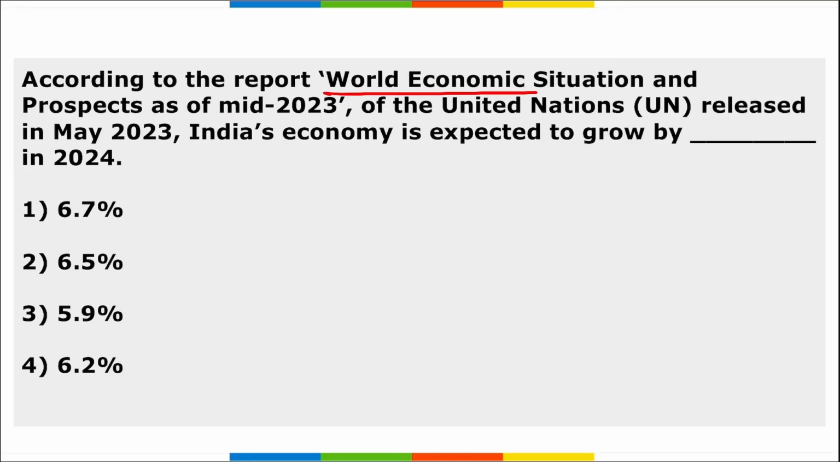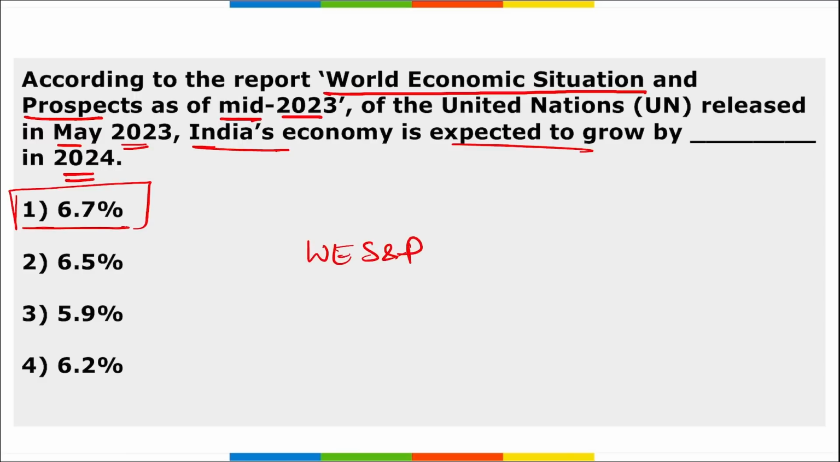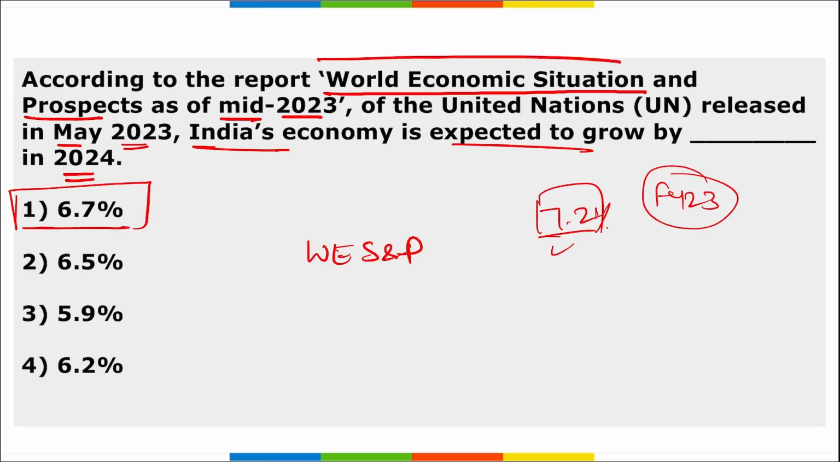Next, according to the World Economic Situation and Prospects mid-2023 report released by the UN in May 2023, India's economy is expected to grow by what percent in 2024? So in 2024, as per the World Economic Situation and Prospects, India is expected to grow by 6.7%. Correct? Then apart from this, remember what was the GDP growth rate for India for fiscal year 23? It is 7.2%. And under this report only, the global economy is expected to grow by 2.3% in 2023 and 2.5% in 2024.